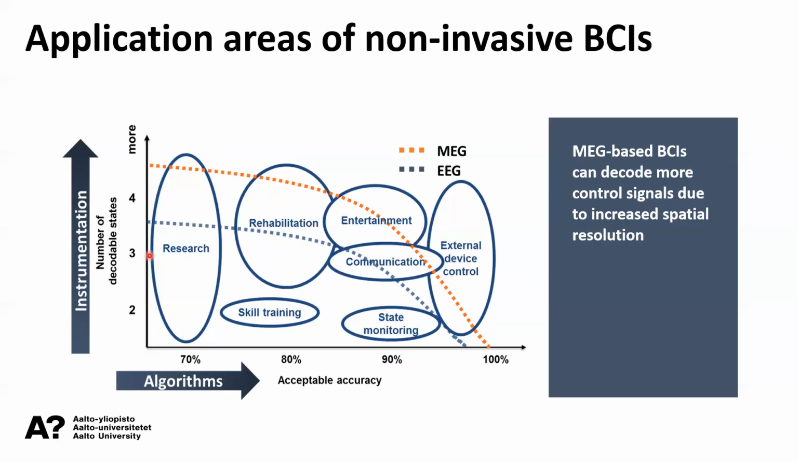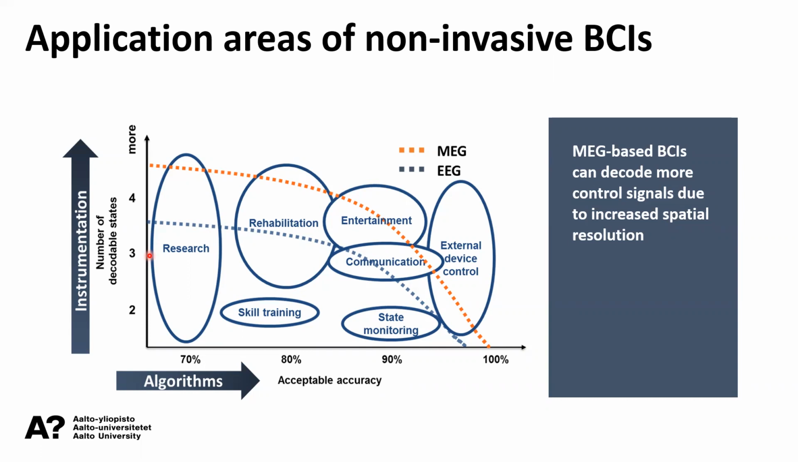Of course, mathematically speaking, there are a lot more possible neural sources than we have sensors, right? So in a sense, that is an ill-posed problem, because we are dealing with more unknowns than knowns. However, you can introduce various types of constraints into this computation.